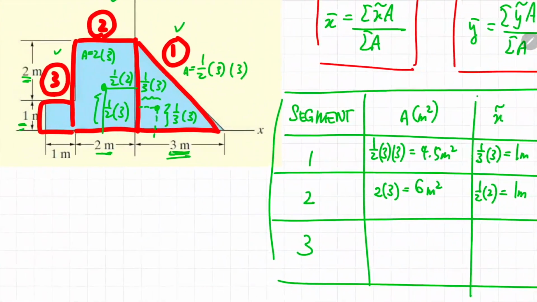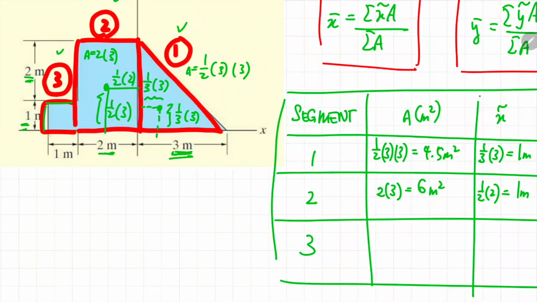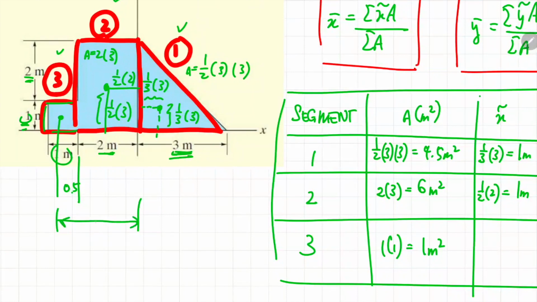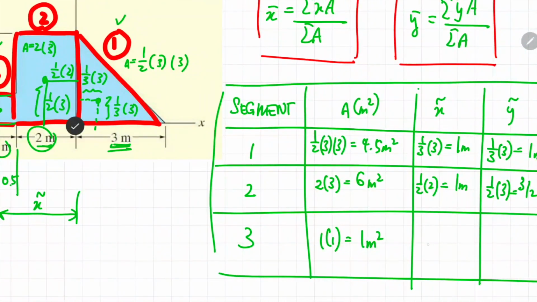Repeat the same process for the third segment. It's a square with an area of 1 multiplied by 1, so the area is 1 meter squared, and the position of the centroid will be exactly in the middle of the segment. The x coordinate measured from the origin would be 2 plus half of 1, which is 2 plus 0.5. So the x curve would be 2.5 meters.